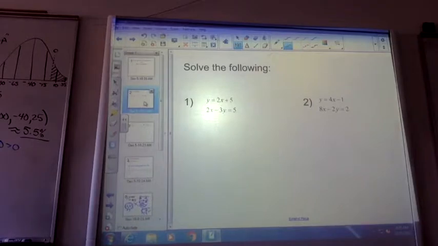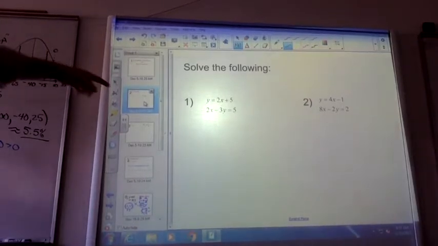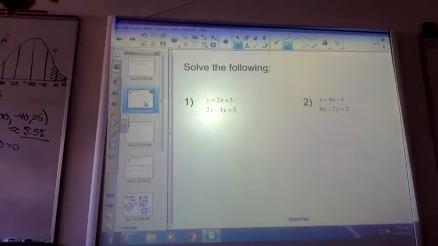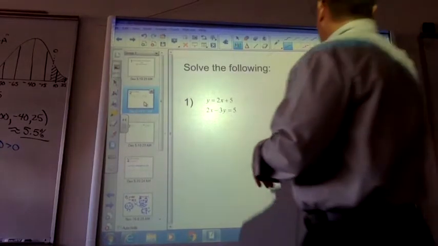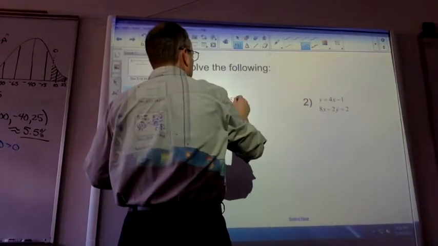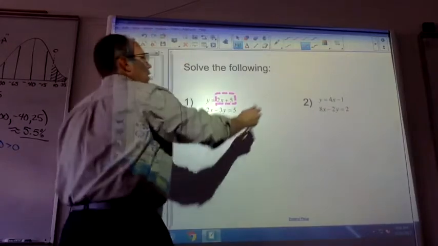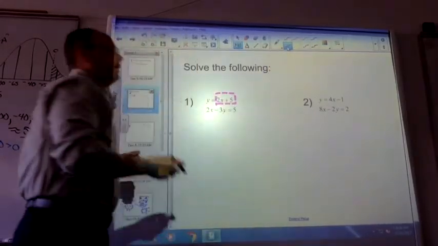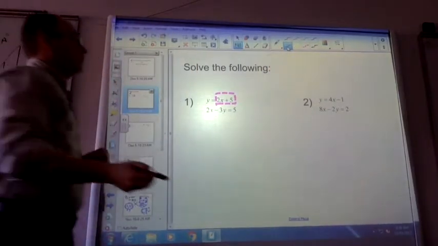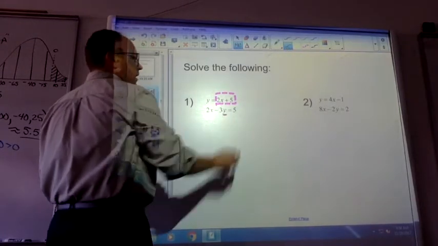If we take a look at problem number 1, I have y equals 2x plus 5. The second equation on number 1 is 2x minus 3y equals 5. So first item on the agenda, do we have a letter equal to something? Yes. The first equation, we know that y happens to be equal to 2x plus 5. Agreed? So what am I going to do with that 2x plus 5 in the second equation? Plug it in. It's going to go right in there, right?